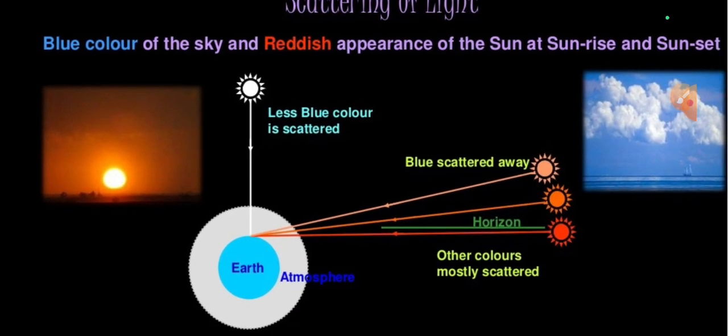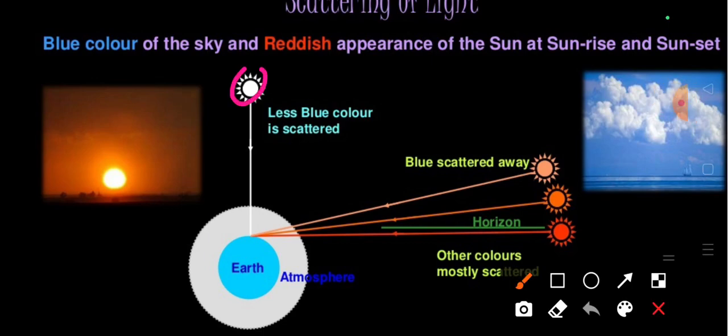Scattering of light: the blue color of the sky and the reddish appearance of the sun at sunrise and sunset are because of scattering of light. See, I told you, whenever the sun is overhead, the rays coming from the sun are near to us. Near to us means less change in the wavelength, and the small particles that are there in our environment are very tiny, smaller than the wavelength of light. That's why scattered light is blue. That's why sky and oceans appear blue in color.